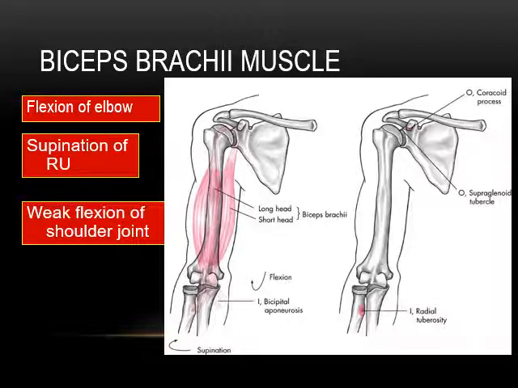It also performs weak flexion of the shoulder joint, and if you look at the picture, at the origin and insertions, you can see that it does cross the shoulder joint. Now, it's not a very strong flexor of the shoulder joint, but it can definitely assist with the motion because it does cross that joint.